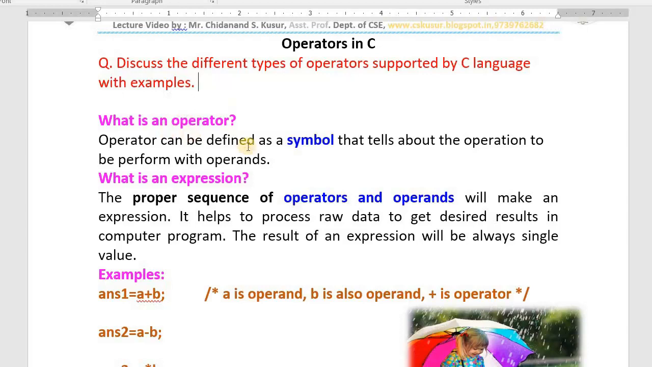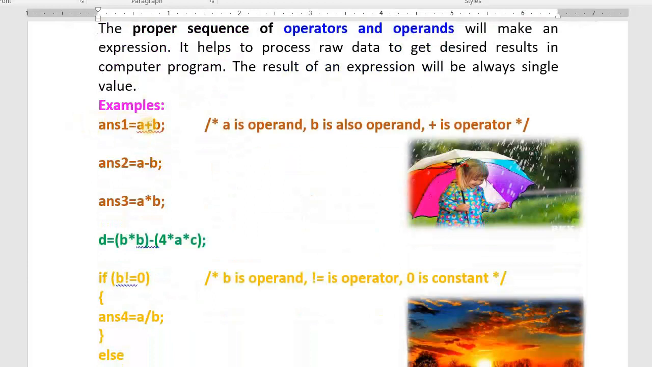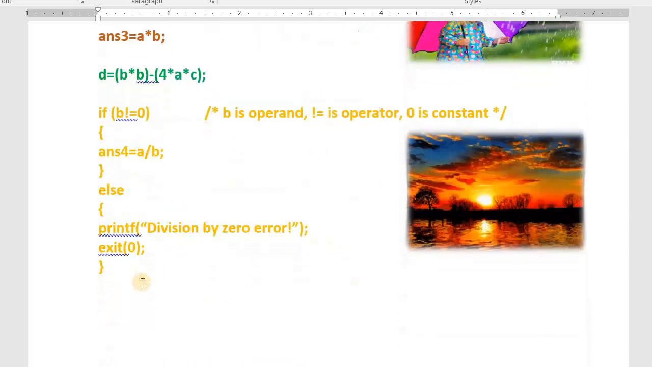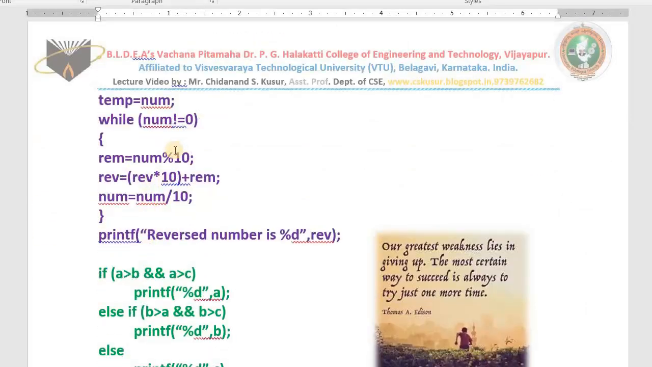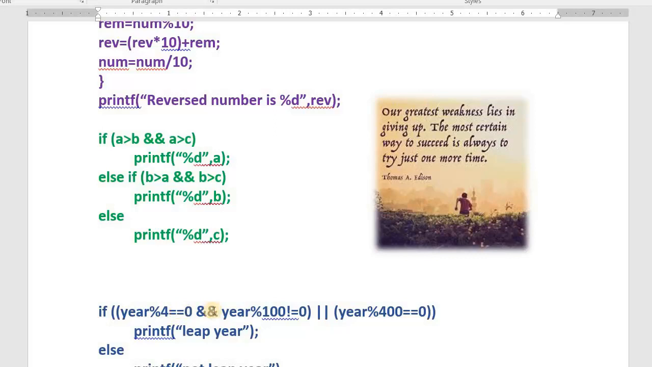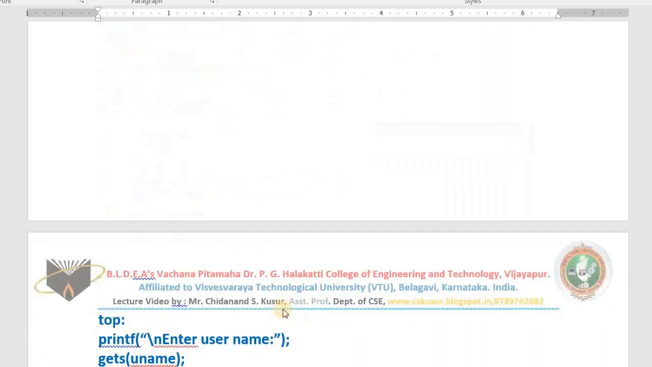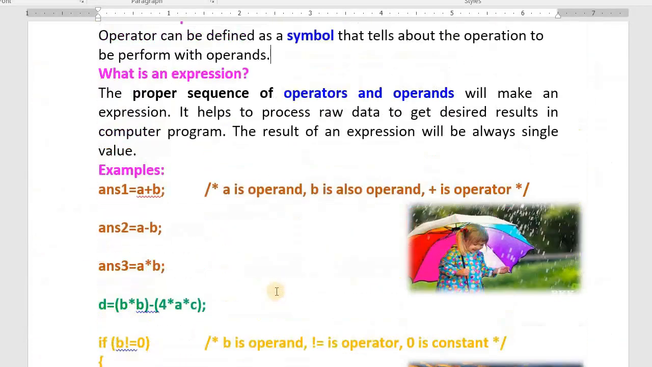Okay, no problem. What is an operator? Look at these examples. This is an expression, plus is the operator. This is a mathematical expression, this is an operator. Not equals to is the operator. Divided by is the operator. Mod is the operator. Into is the operator. Logical AND is the operator. Greater than is the relational operator. And equality, relational operator. Logical AND, logical OR. These are all operators. It means we cannot write C programs without operators, because operators help us to process the raw data to get the desired result.